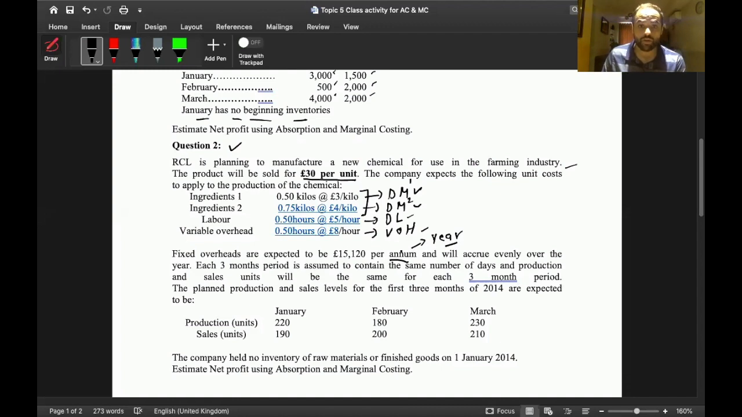So of course, if you are calculating anything for 3 months, remember 15,120 is for 1 year. If you are calculating for January, you have to divide it by 12. So you have 1 month, a monthly fixed cost. And that's for your January. And same for February, same for March, because fixed cost will be fixed for every month, right?